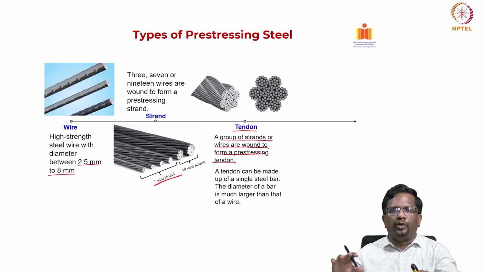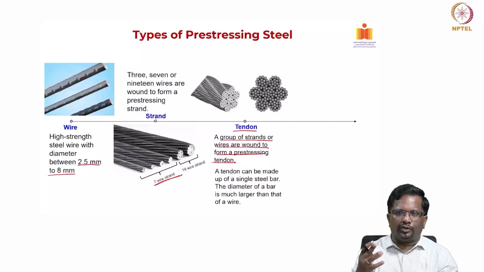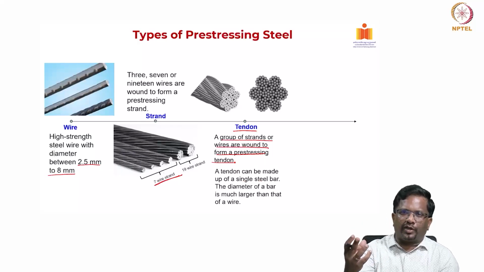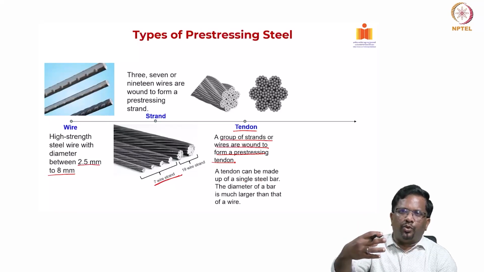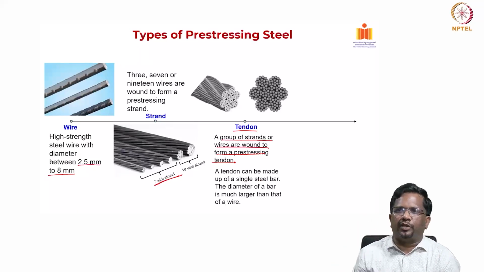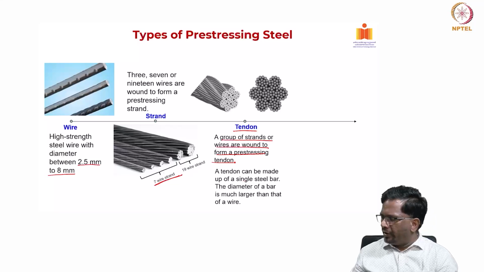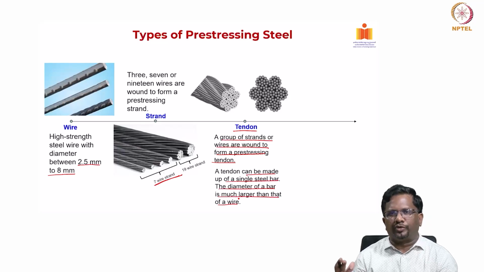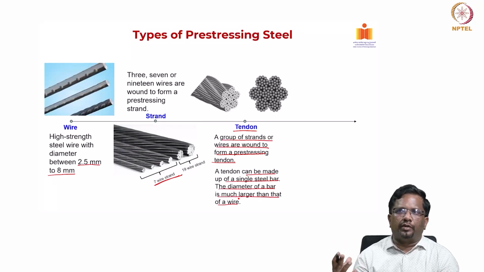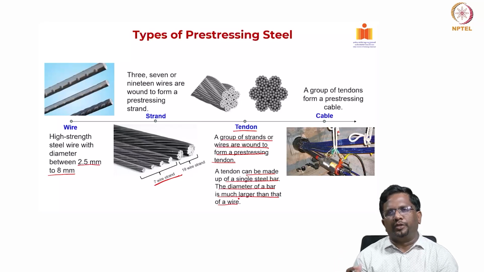Typically, tendon is also said as an entire system. It is not only about the steel strand, you also have a protective sheathing, and then you have the anchorage cone, all those things. The entire system is typically called a tendon. Tendon can be made up of a single steel bar, where the diameter of the bar is typically much larger than that of a wire. We have seen it in the previous module as well. So, a tendon is actually a group of strands, and it is typically used for high force applications.